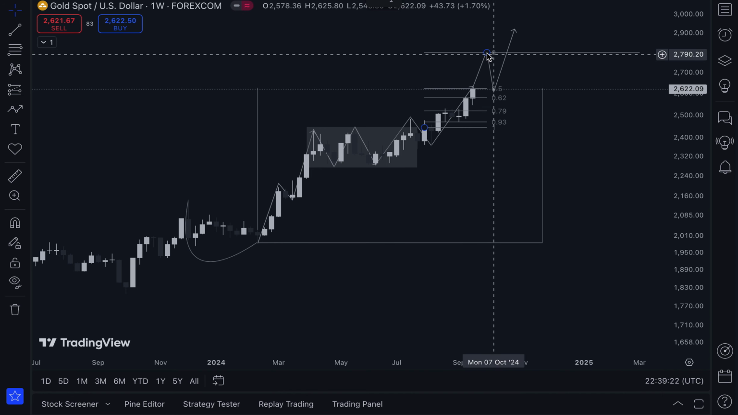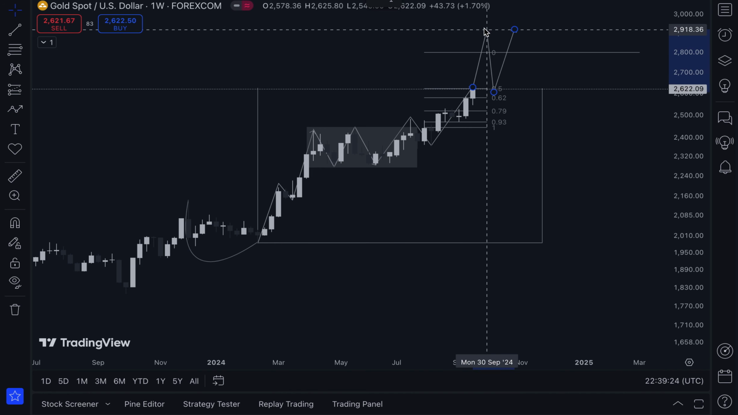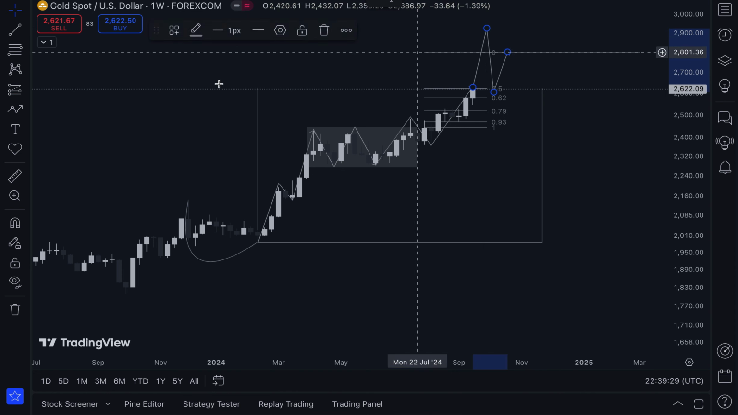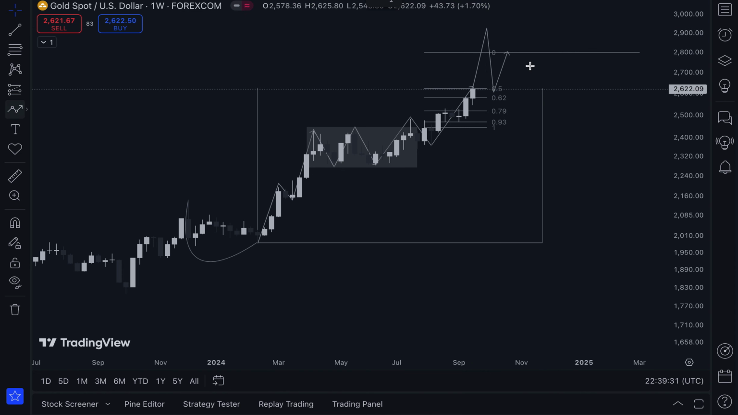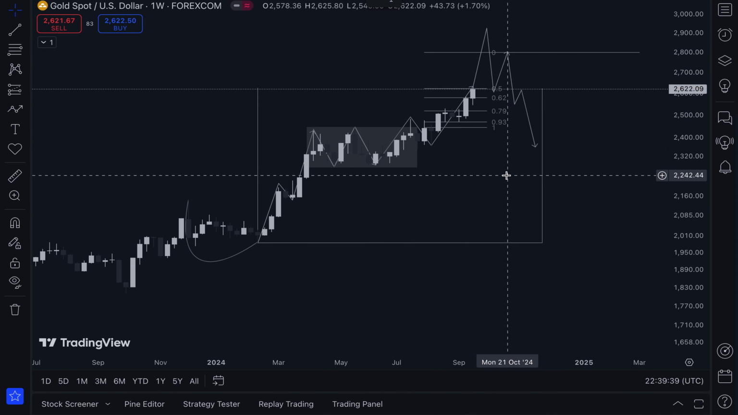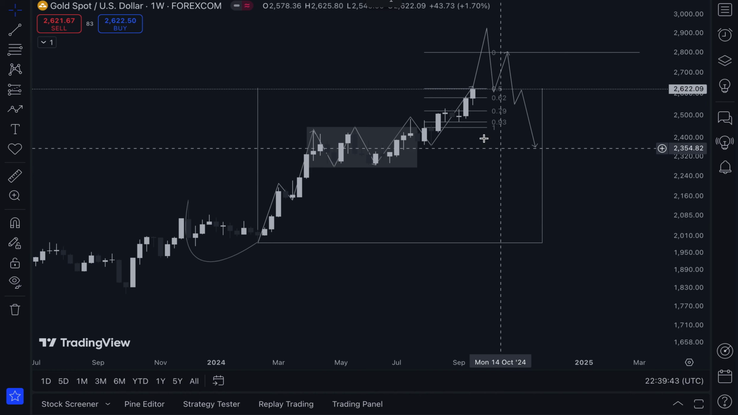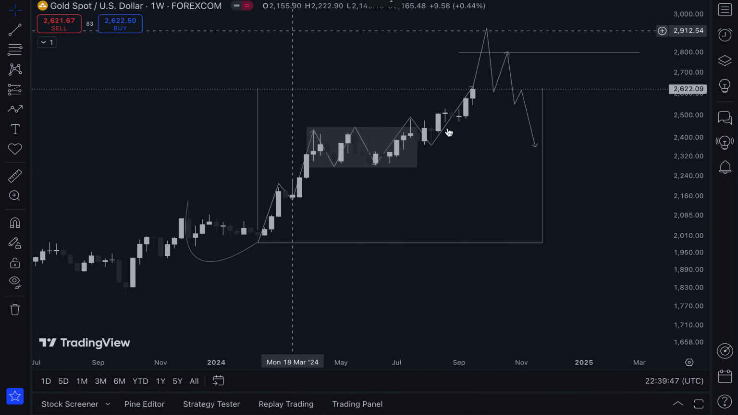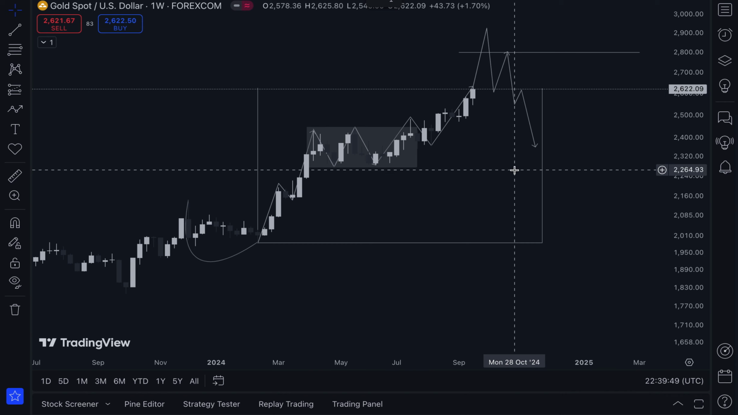Or we could have this, and then price comes here, creates a mitigation block, and then drops. All right, we could have something like this. So this is just us trying to work with common sense, not really any technical analysis. And now let's get to work.